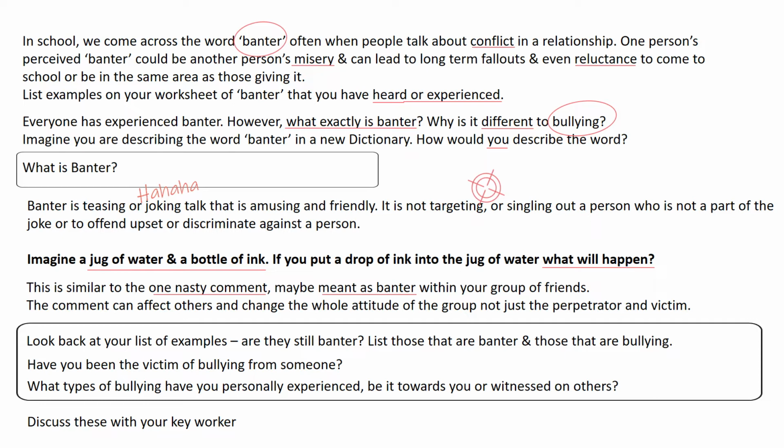Look back at your list of examples. Are they still banter? List those that are banter and those that are actually bullying. Have you been the victim of bullying from someone? What types of bullying have you personally experienced, be it towards you or witnessed on others? Write these down and discuss these with your key worker.